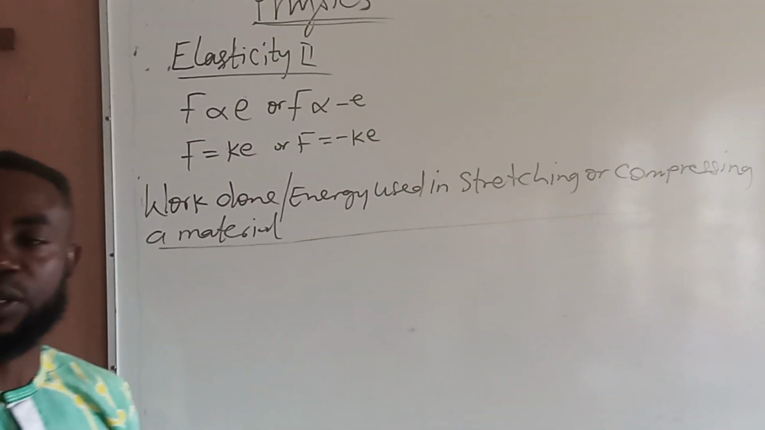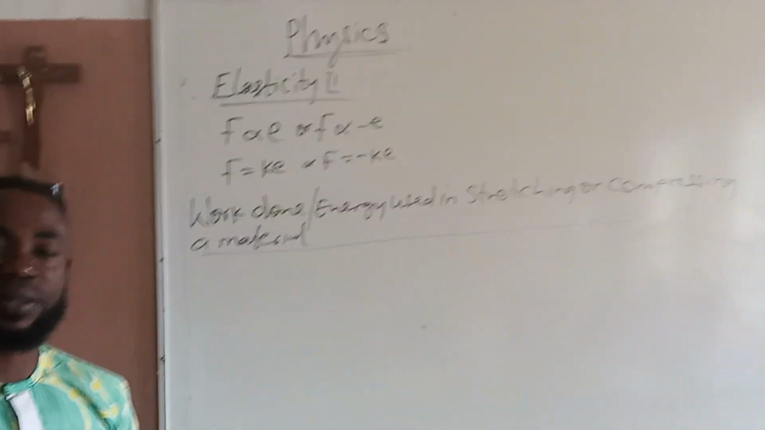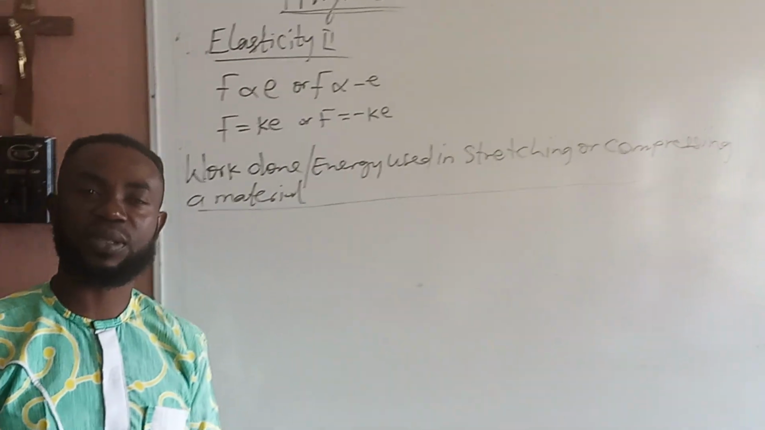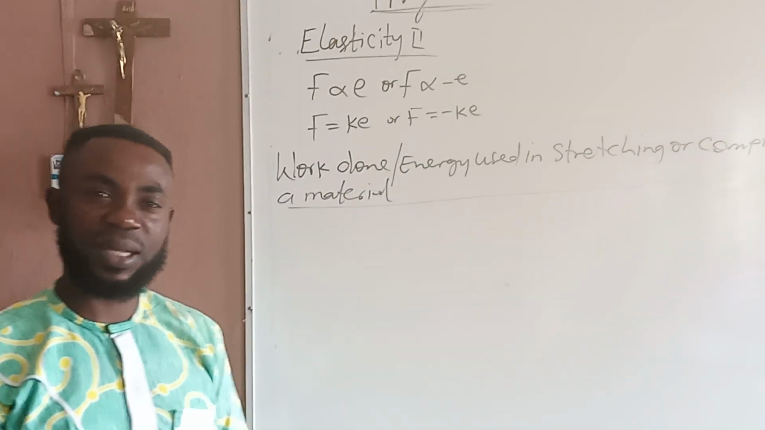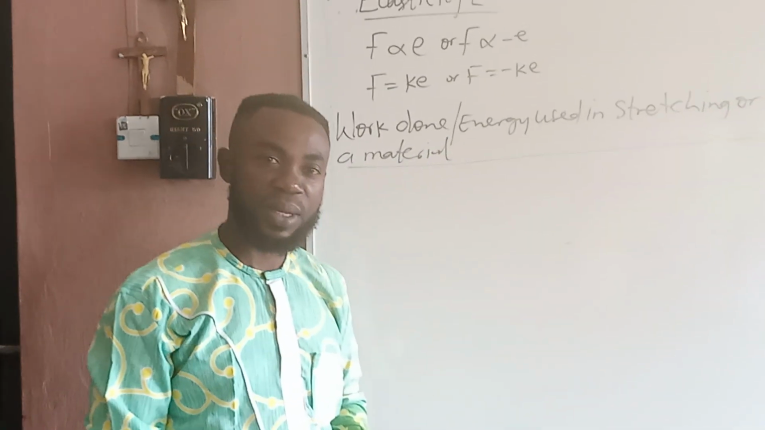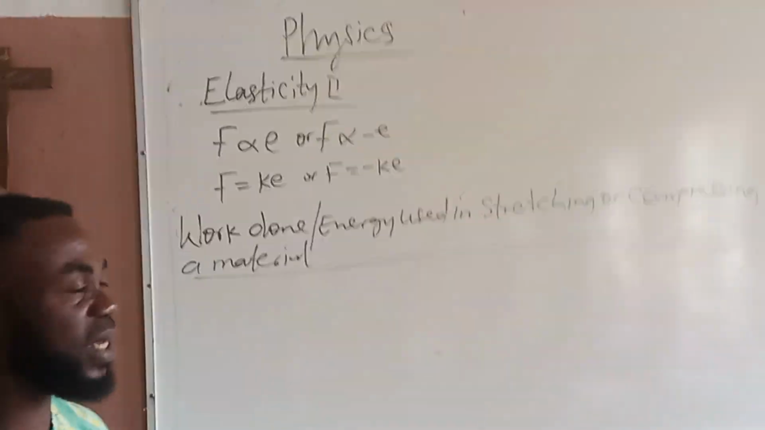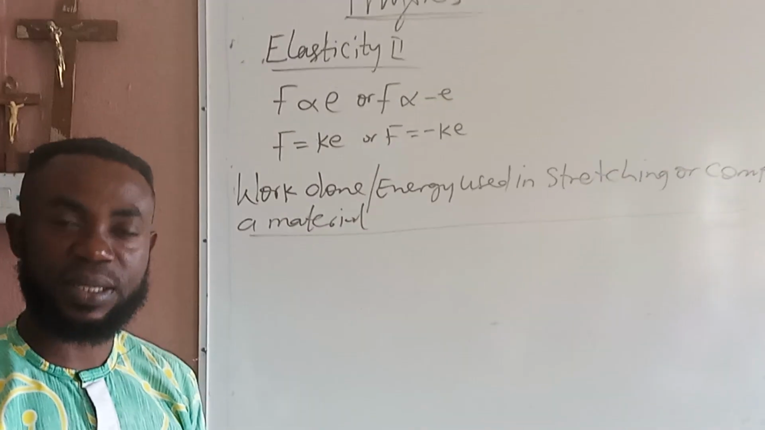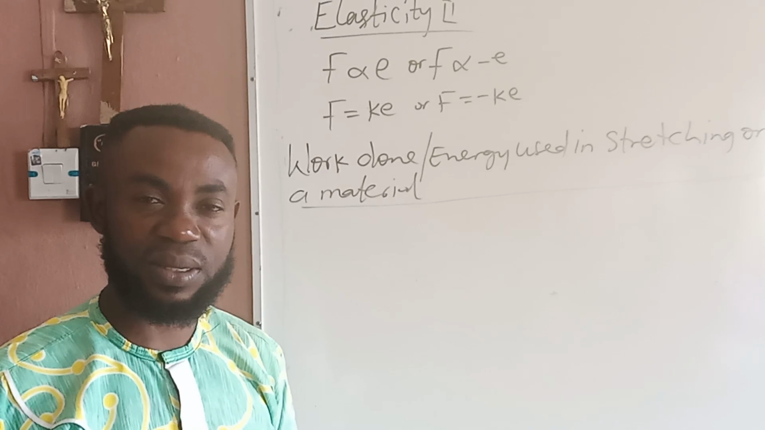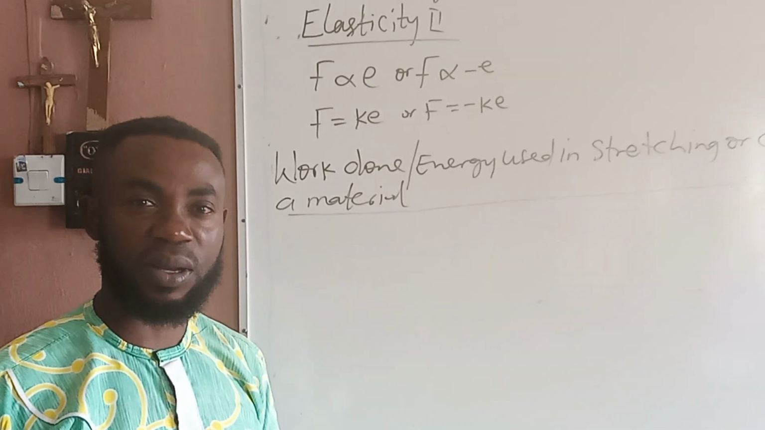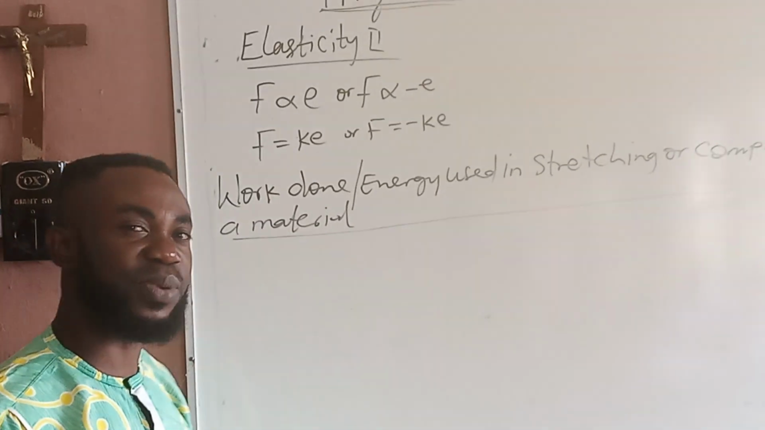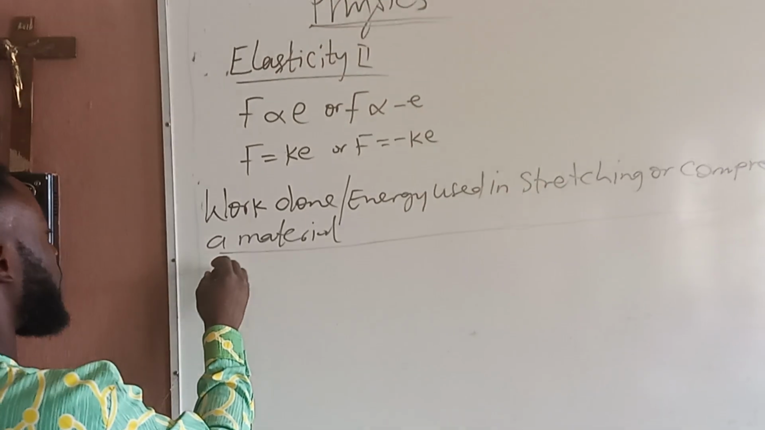Work is usually done when a material is being stretched. Stretching or compressing a material such as a spring requires utilization of energy. So work is usually done. And when a body is stretched or compressed, it now possesses energy due to its new state, which is potential energy, otherwise known as elastic potential energy.